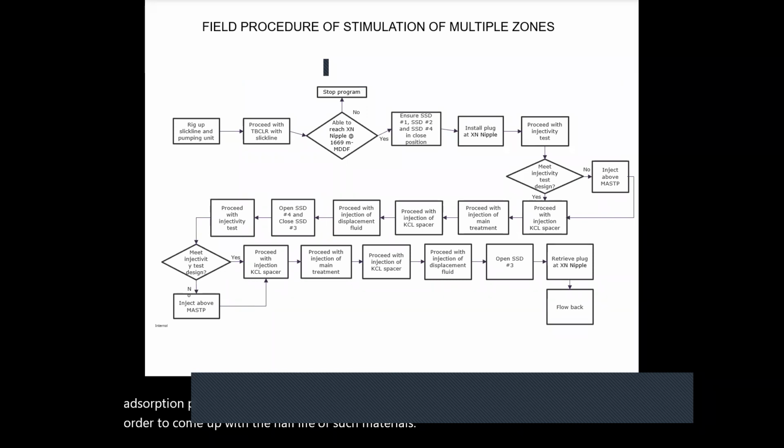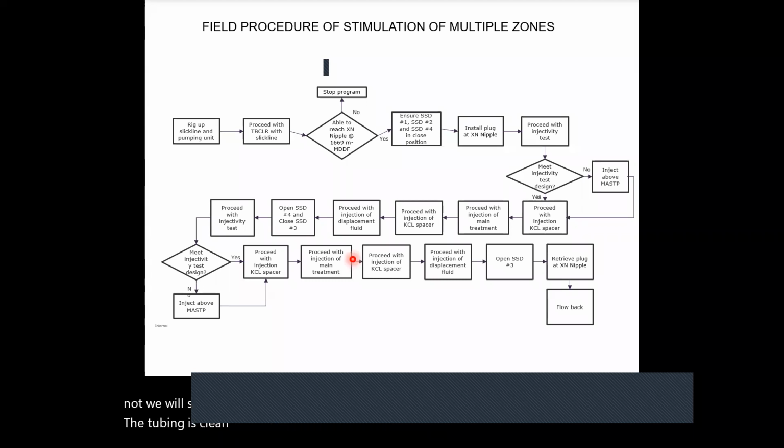Okay, this is showing you a field procedure for how to actually use this. If we have, for example, 3 to 4 layers with sliding slide doors, we will bring up the slickline and pumping unit. After that, we will proceed with the tubing clearance with the slickline. If we are able to reach the landing nipple at that specific depth, the tubing is cleared; if not, we will stop the operation in order to make sure that the tubing is clean.